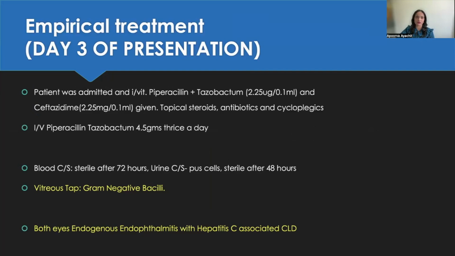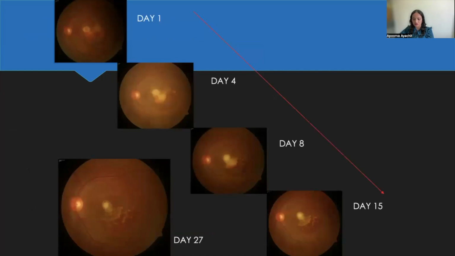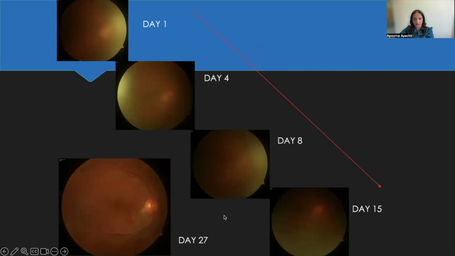Now, this patient, since his systemic condition was such, was admitted and, with a high degree of suspicion for endogenous endophthalmitis, was given intravenous antibiotics and topical treatment. And this was piperacillin and tazobactam, and the vitreous tap revealed gram-negative bacilli. This was diagnosed as both eyes endogenous endophthalmitis associated with chronic liver disease. And see this progression with IV treatment and intravitreal treatment over follow-ups. He got better eventually.